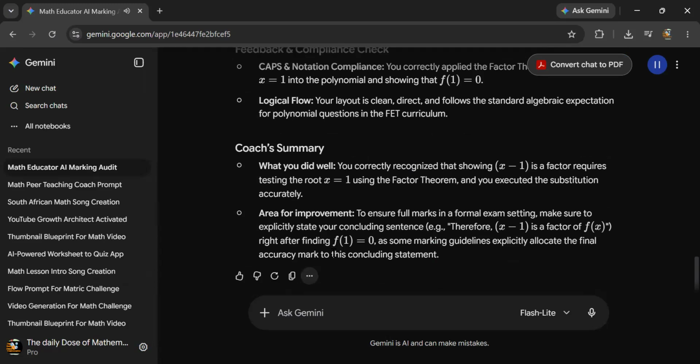Coach's summary. What you did well. You correctly recognized that showing x − 1 is a factor requires testing the root x equals 1 using the factor theorem, and you executed the substitution accurately.